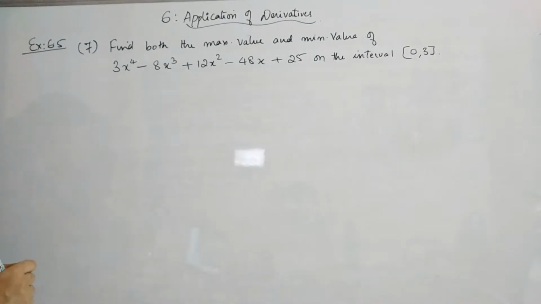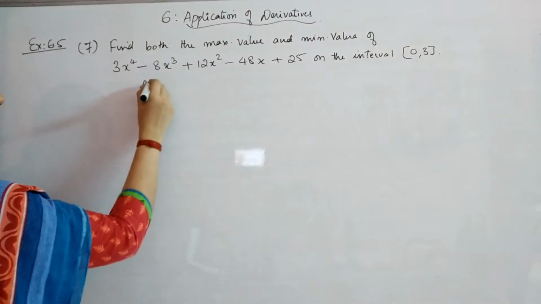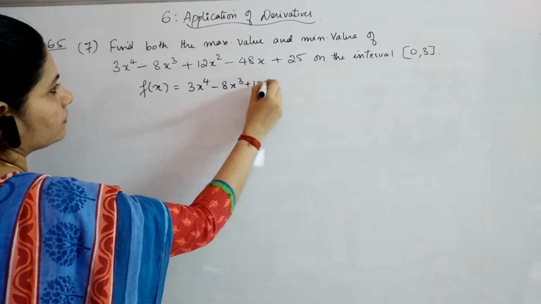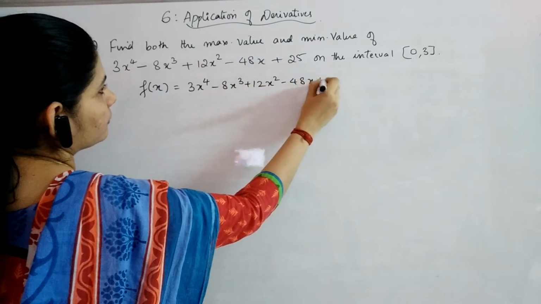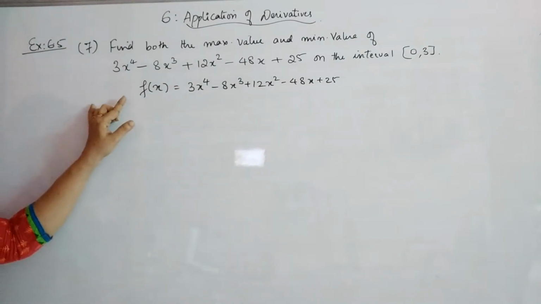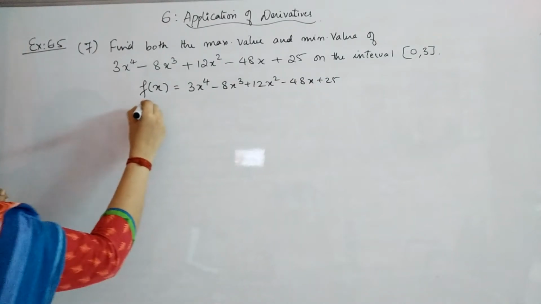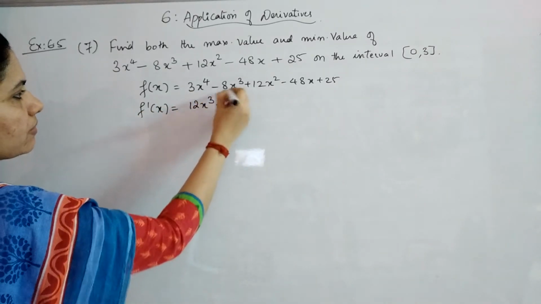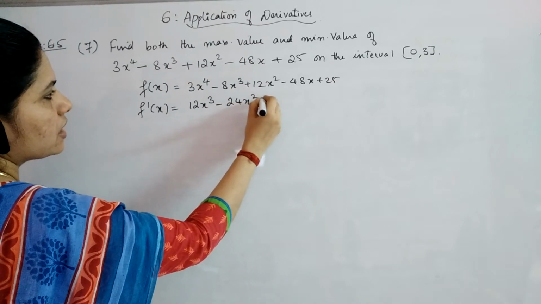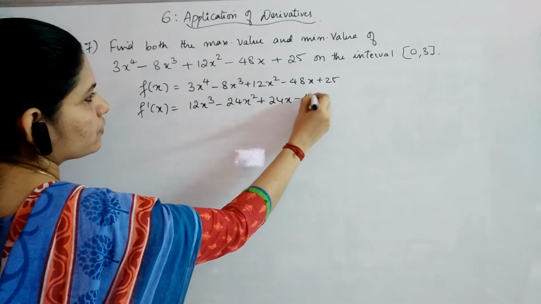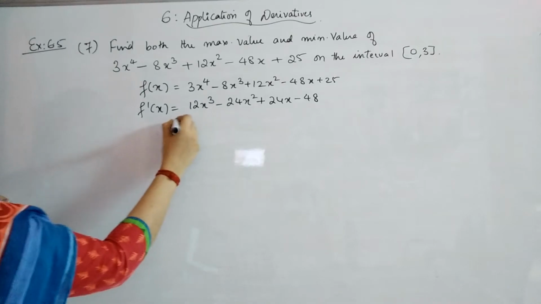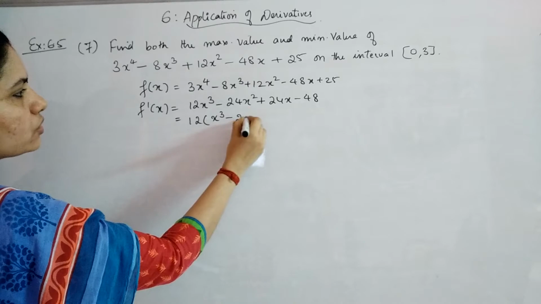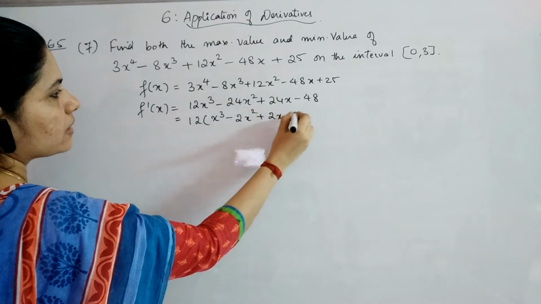So first what we need to do is take this function as f of x. So the given function is f of x. Now you have to find f dash of x, which is 12x raised to 3 minus 24x square plus 24x minus 48, right? Now you can take 12 in common, so this will become x cube minus 2x square plus 2x minus 4.